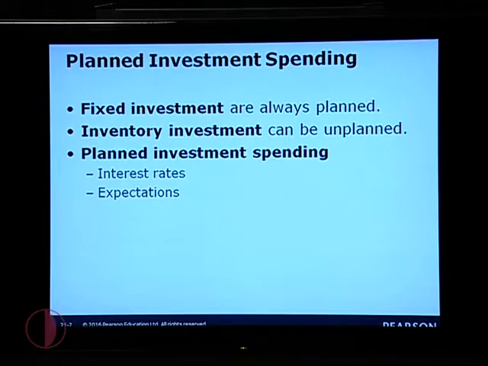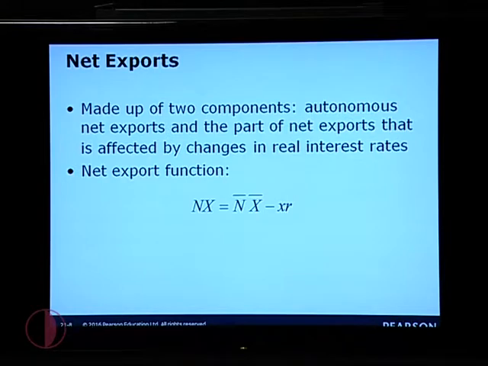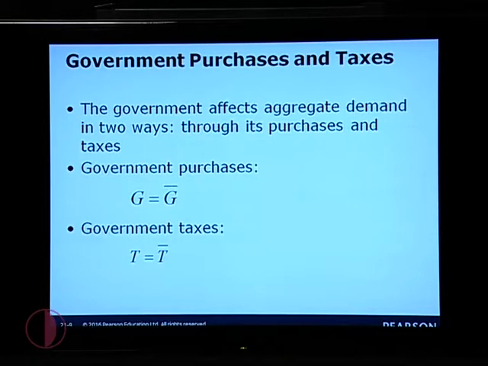Planned investment spending. Fixed investment is always planned. Inventory investment can be unplanned, but planned investment spending includes interest rate and expectations, etc. Net export is made up of two components: autonomous net export and the part of net export that is affected by change in real interest rate. The net export function is NX equals NX bar minus XR.